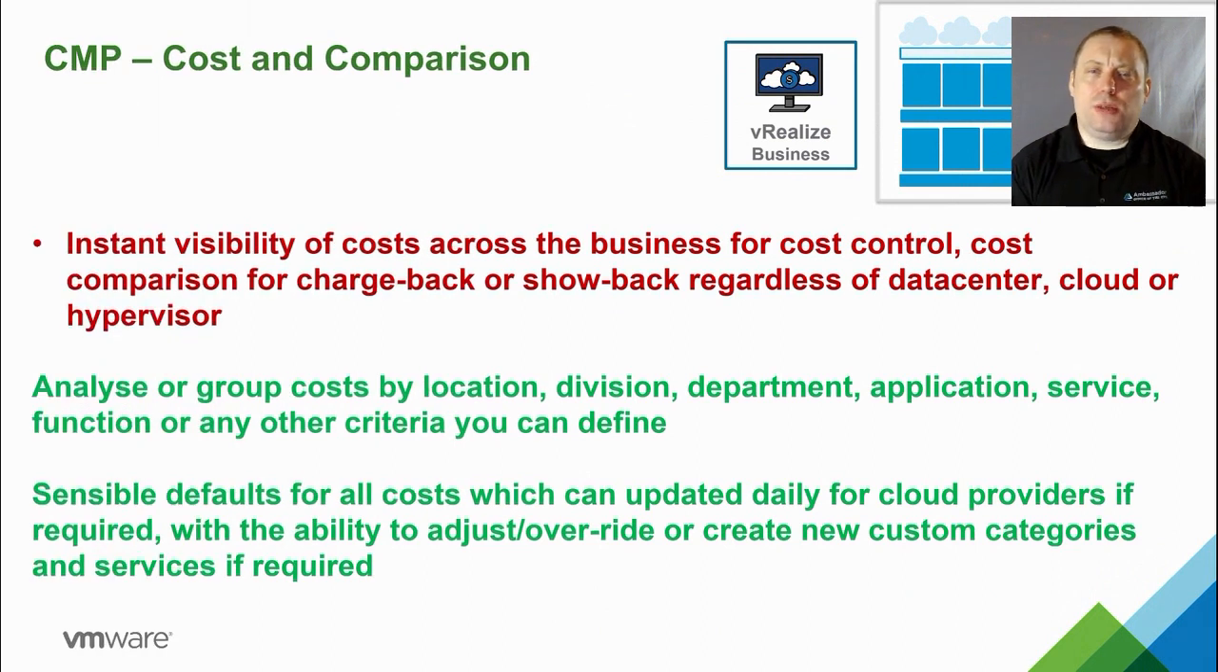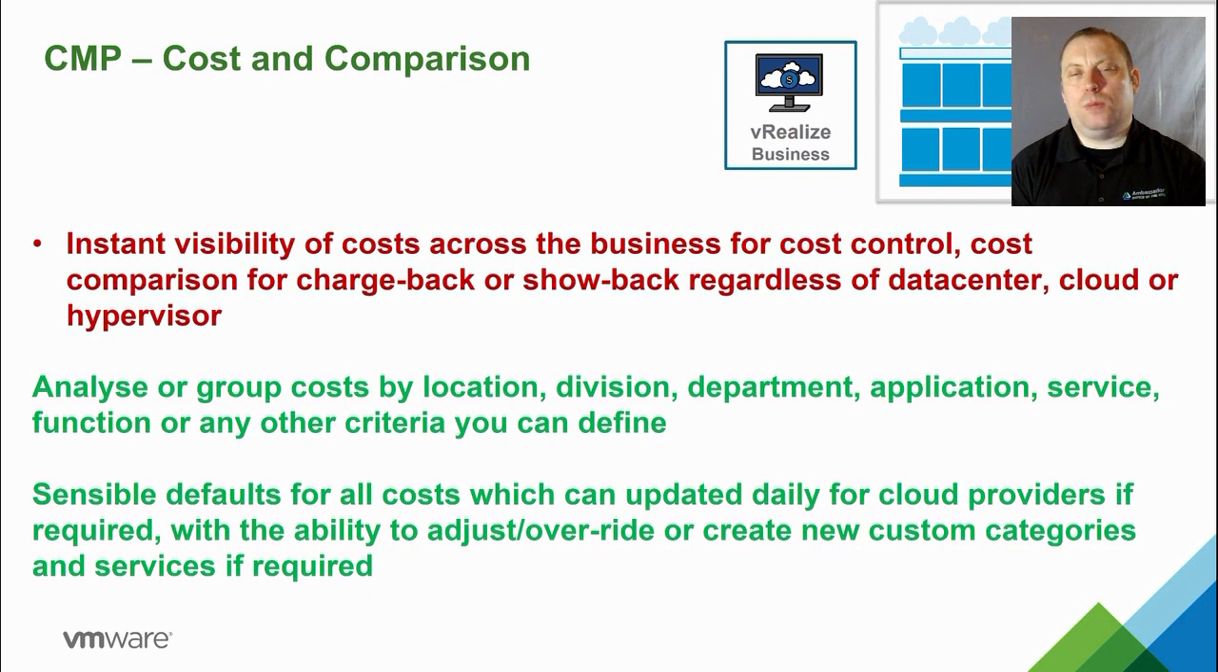So that was automation. The next thing I want to talk about is vRealize Business, which is basically for cost and comparison. So as it says there, instant visibility of costs across the business for cost control, comparison, chargeback or showback. I've even heard customers refer to this as scareback because it's scary the amount of money that some people are using. But one of the clever things it can do is it can analyze or group costs based on location, division, department, application, service, function or any other criteria.